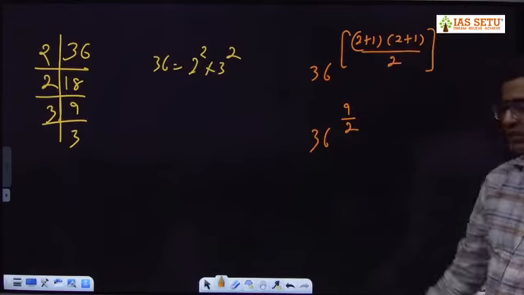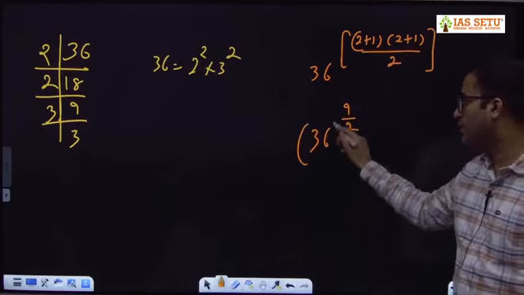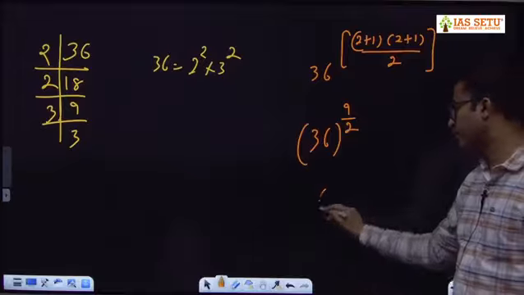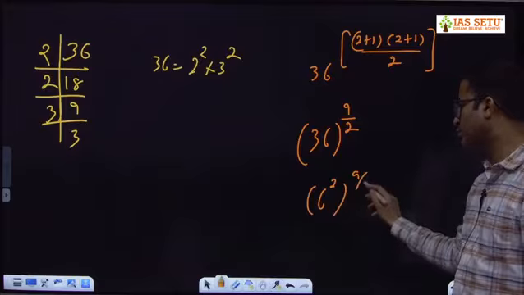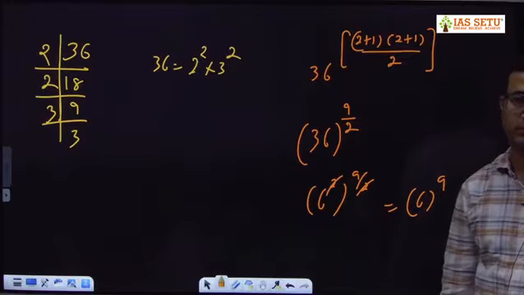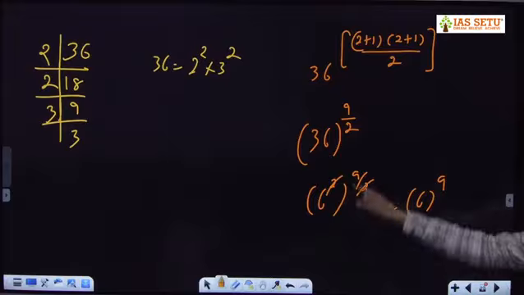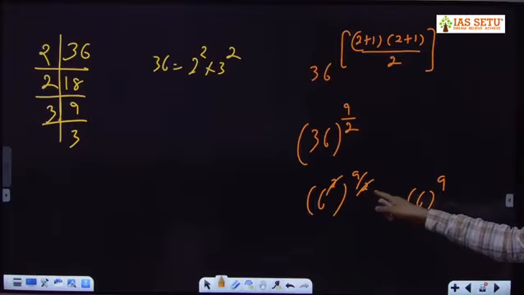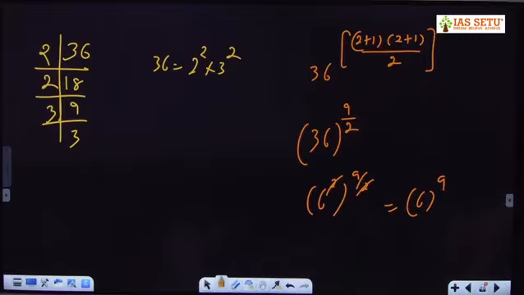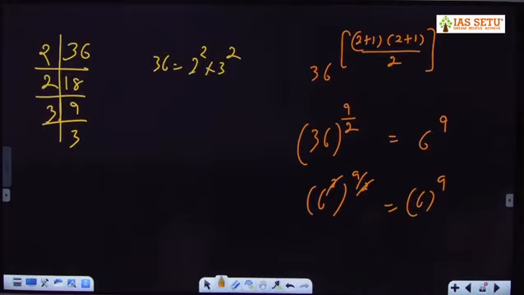I will teach surds and indices. I will tell you how to handle this thing. But till then, 36 is 6 square. 9 by 2, 2 से 2 cancel. So it is 6 to the power 9 also. 36 को 6 square लिख लो. 36 is 6 square. Power 9 by 2, 2 से 2 कट जाएगा, 6 power 9 हो जाएगा. Because 36 power 9 by 2 is nothing but 6 to the power 9 also. दोनों बराबर है.